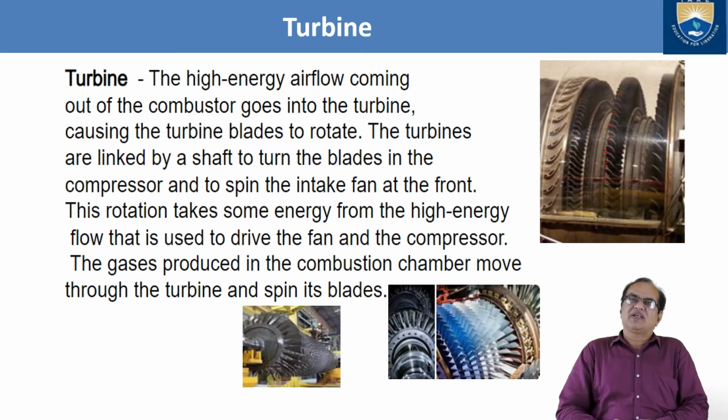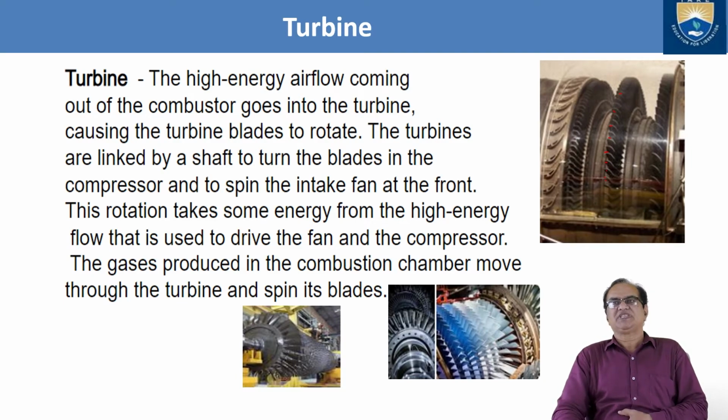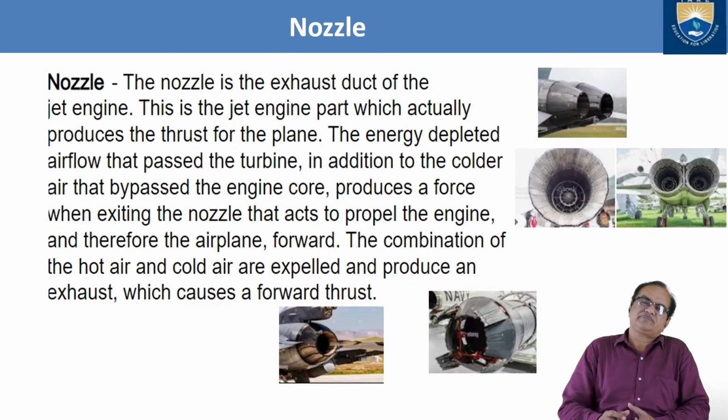The turbines are linked by a shaft to turn the blades in the compressor and to spin the intake fan at the front. This rotation takes some energy from the high energy flow that is used to drive the fan and the compressor. The gases produced in the combustion chamber move through the turbine and spin its blades. So this is trying to spin the blades.